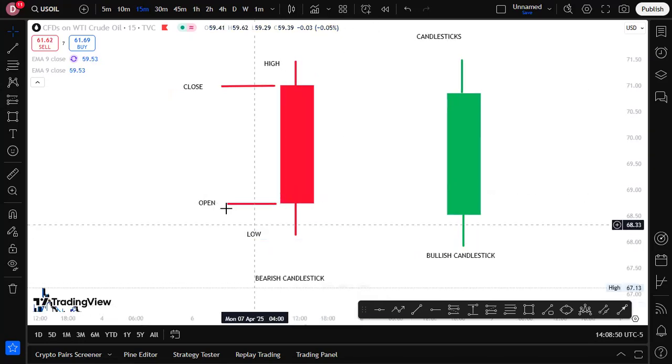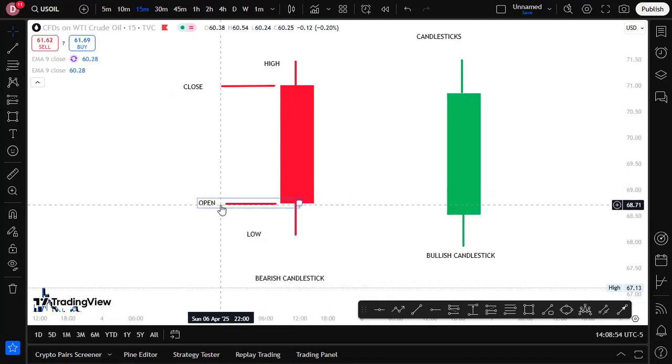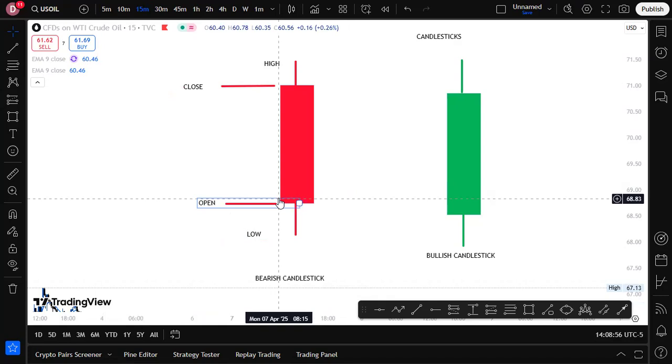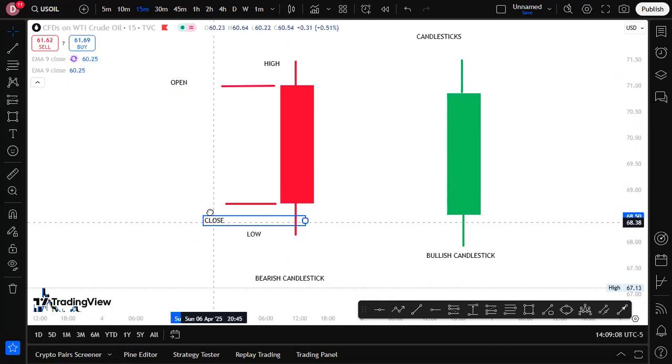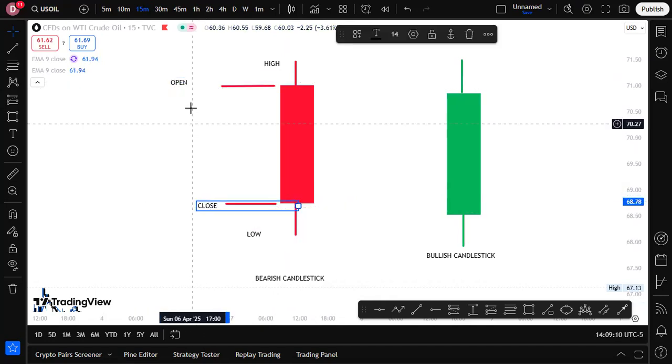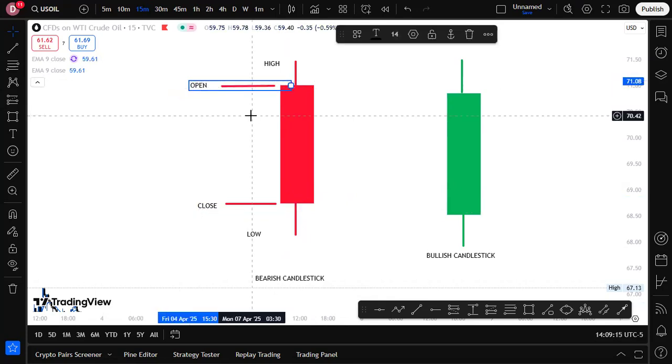So now on this bearish candlestick, this was where the open price started from. So the price opened at this point, which is here. This is because on a bearish candlestick, we usually go, sorry, here is actually our open and here is our close. So on a bearish candlestick, price usually opens at the top and then closes below.